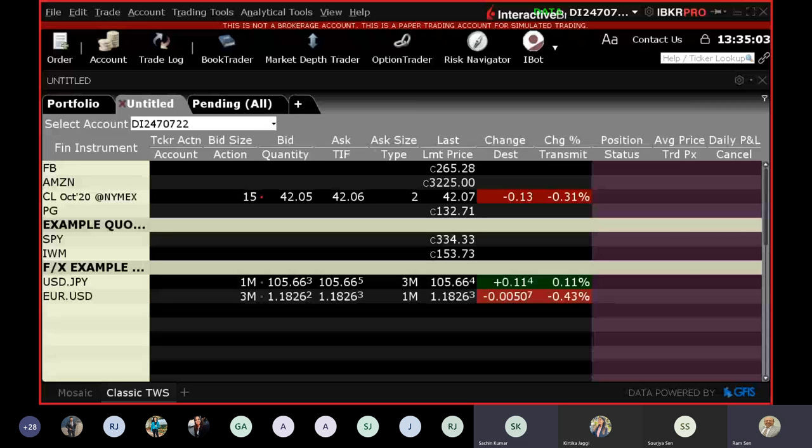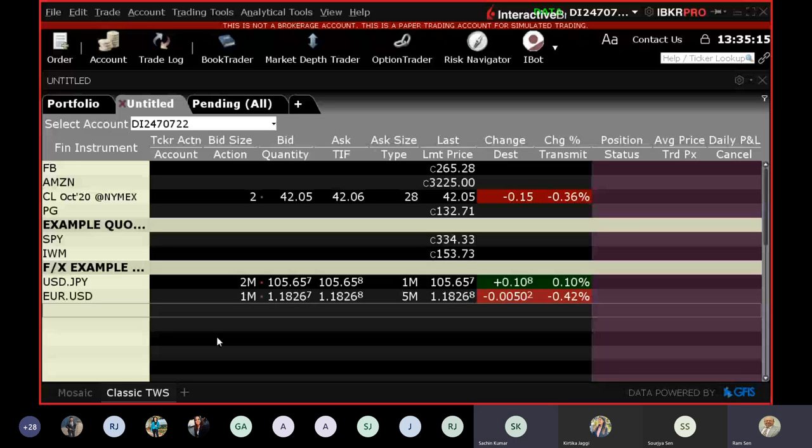Sorry, can you see the screen now, Sachin? Yes, sir, you can see. Okay, excellent. So we will just show how to trade. That will come a little bit later, but I'll just give you a quick answer. Actually, that is in sequence. It comes a little bit later.